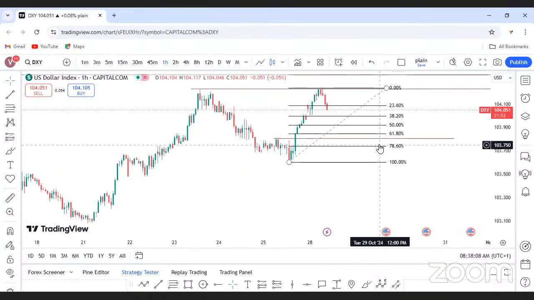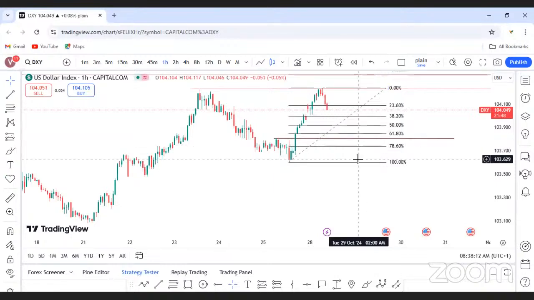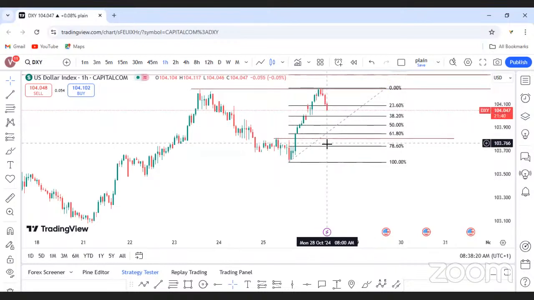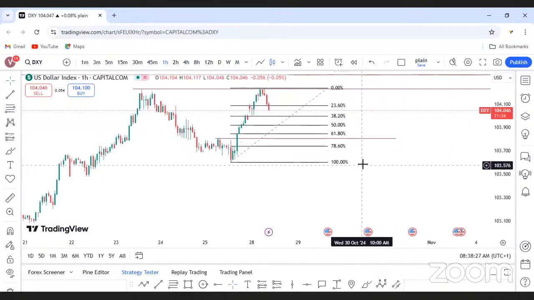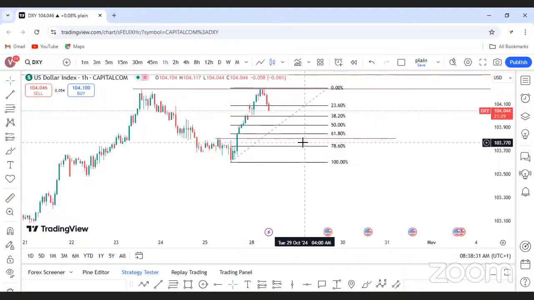So for me, at the start of this week, I'm expecting a short on the DXY into this level that we've called out right here, which is about 103.800 price points. And then after the sell-off to this level, we might see a buy resumption for the DXY all the way to the upside. So this is what I'm expecting on the dollar index this morning: a sell-off into this level.